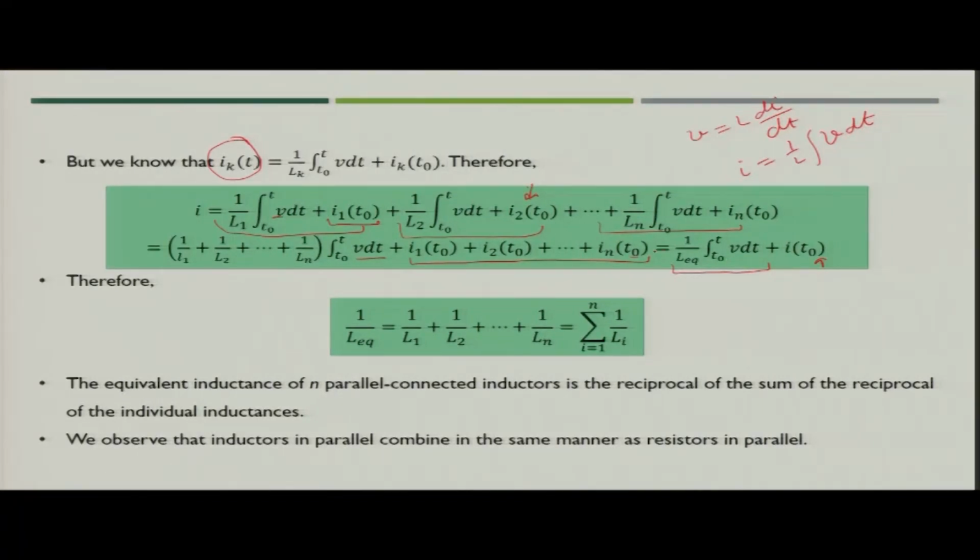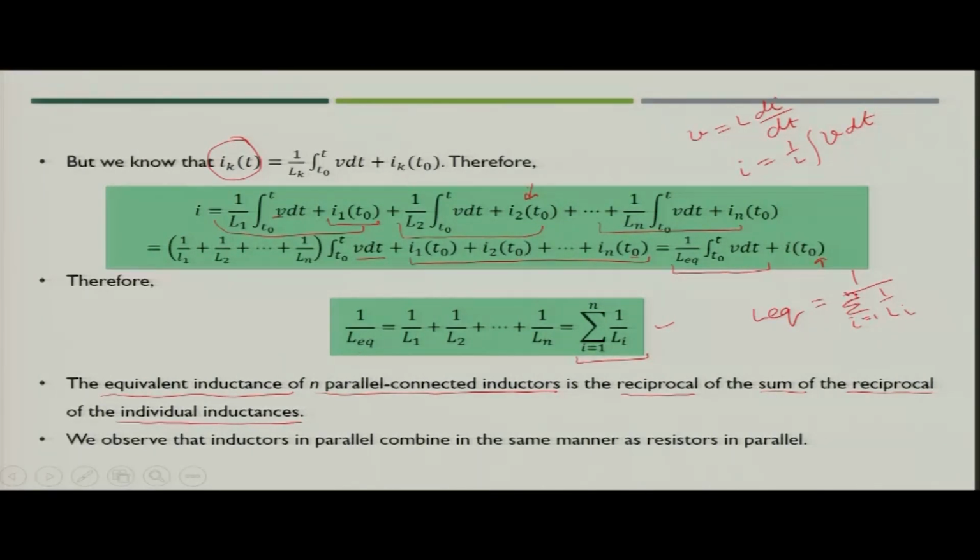Now, if you compare these two, you can simply write 1/L equivalent is equal to 1/L1 plus 1/L2 up to 1/Ln. That is nothing but the summation of 1/Li from i equal to 1 to n. So, the equivalent inductance of n parallel connected inductors is the reciprocal of the sum of the reciprocals of the individual inductances. That means L equivalent can be simply written as the reciprocal of the sum of the reciprocals of the individual inductances.